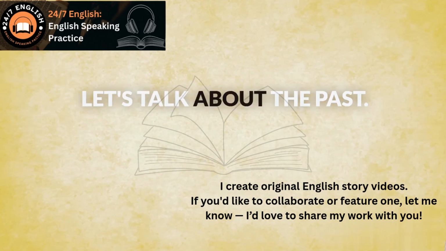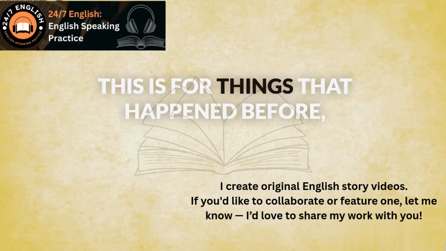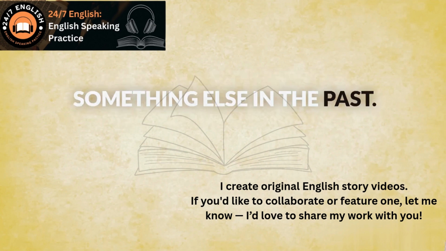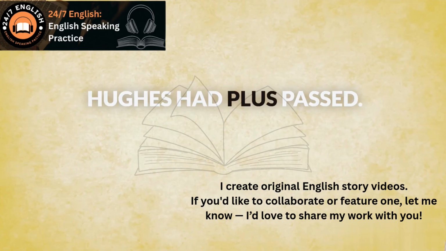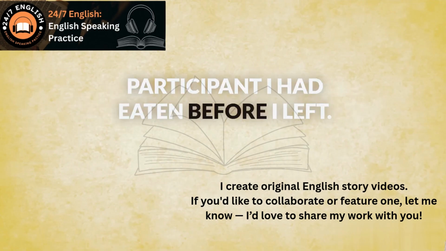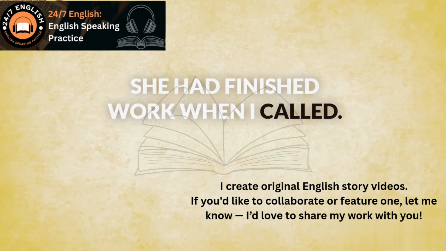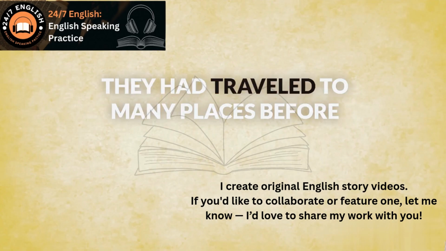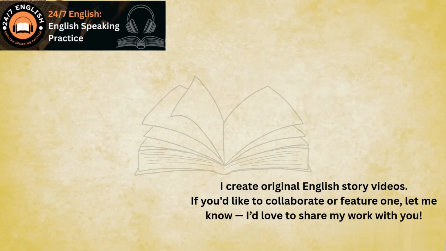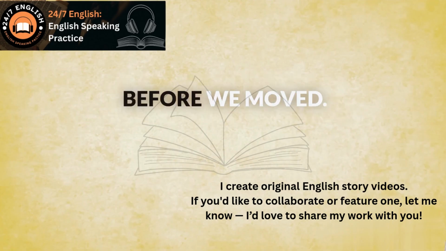Let's talk about the past perfect tense. This is for things that happened before something else in the past. Use had plus past participle. I had eaten before I left. She had finished work when I called. They had traveled to many places before they came here. We had lived in this house for 5 years before we moved.